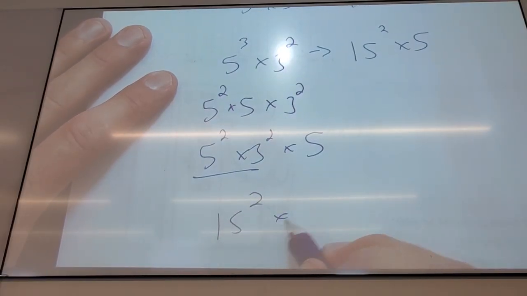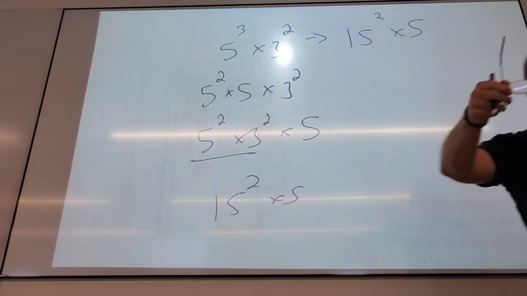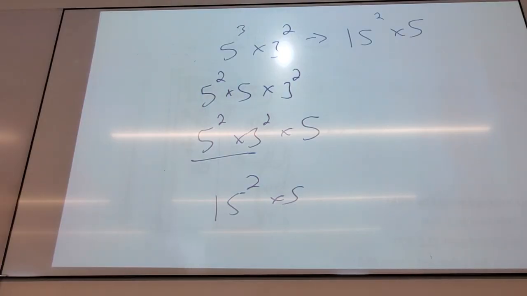15 squared times 5. So one level, of course it's times, because that's the only operation. If I'm just putting together parts of a multiplication problem, then the parts I didn't have to still be multiplied. It's all multiplication. Yeah.